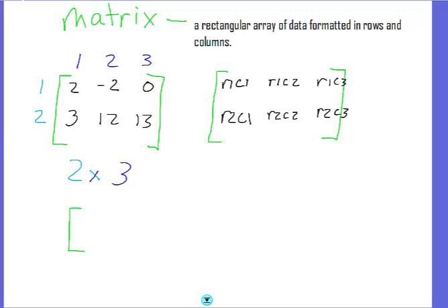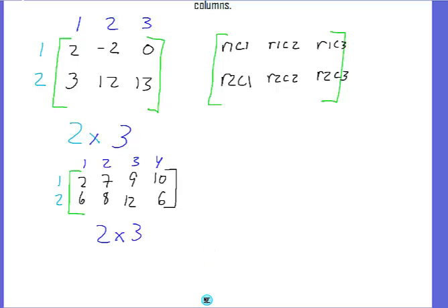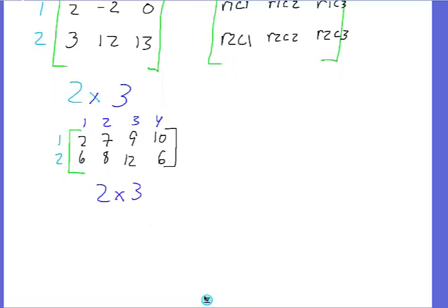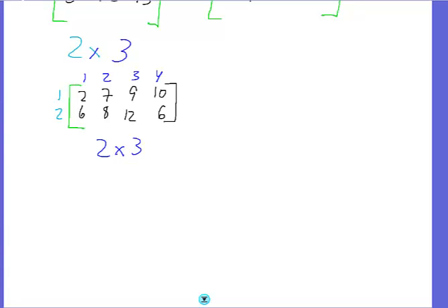So let's see what we have here. All right, so let's see this matrix. There's 2 rows, then there's 1, 2, 3, 4 columns. So this is a 2 by 3 matrix. That's literally all you have to do when you're finding the dimensions of a matrix. You just count the rows, count the columns, bada bing, bada boom. That's it.